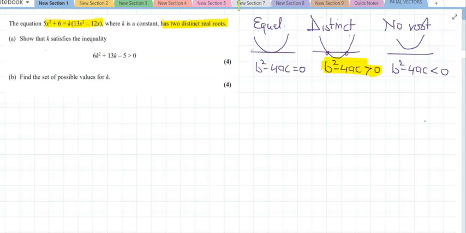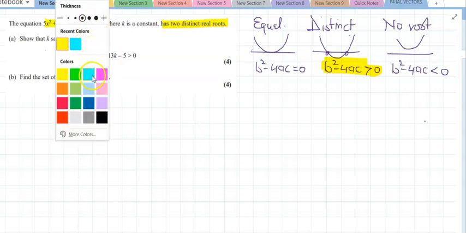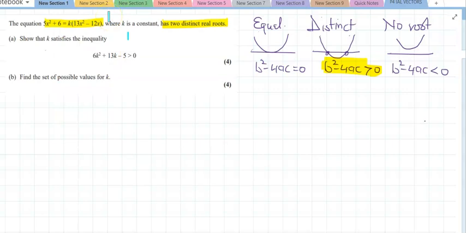And to use this formula, you must have a quadratic equation. This equation is a quadratic equation, not directly but indirectly. You can see that this is having x square, this is having x, and this is having a constant. So let's try to write this equation. This is 5x square plus 6 is equal to, let me open this bracket, 13k x square and minus 12kx.